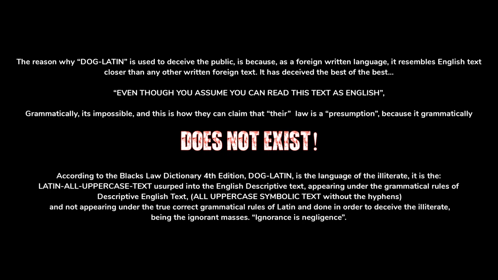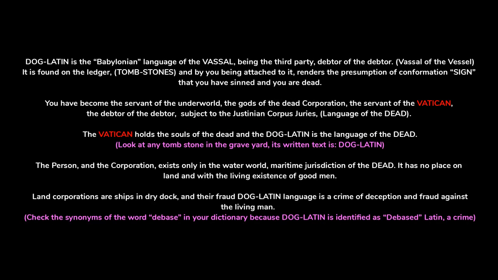According to the Black's Law Dictionary, 4th edition, Dog Latin is the language of the illiterate. It is the Latin all-uppercase text, usurped into the English descriptive text, appearing under the grammatical rules of descriptive English text. All uppercase symbolic text without the hyphens, and not appearing under the true correct grammatical rules of Latin, and done in order to deceive the illiterate, being the ignorant masses. Ignorance is negligence.